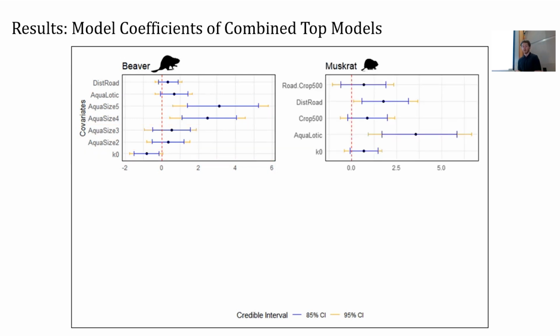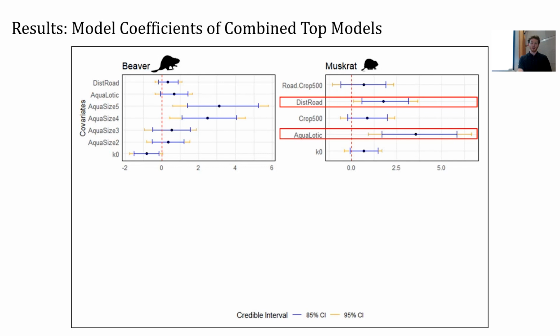Moving on to muskrat, here we have distance to road, as well as the proportion of crop within a 500-meter buffer, and the interaction term of those two, and then water body type. And we can see that both distance to road and lotic water bodies were strongly likely to have a positive influence.